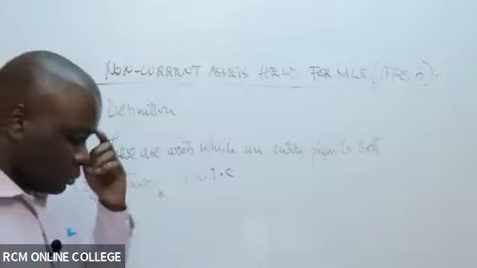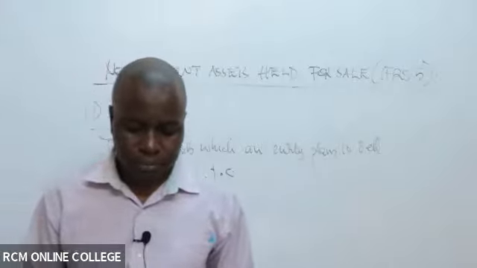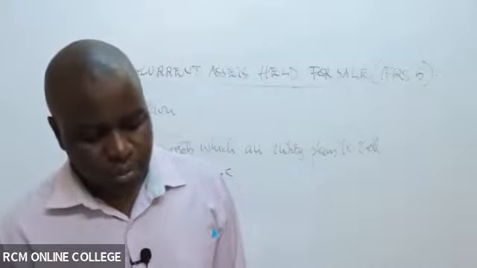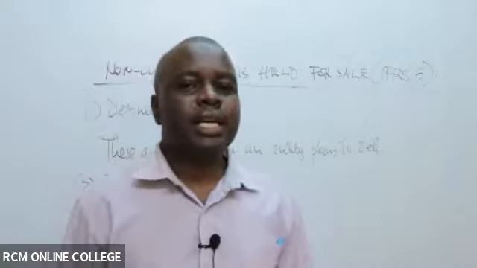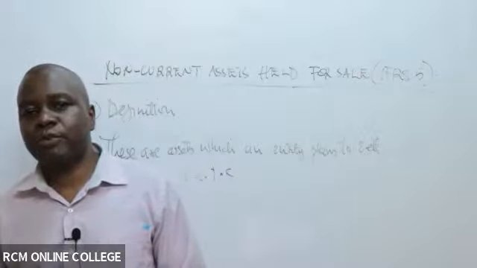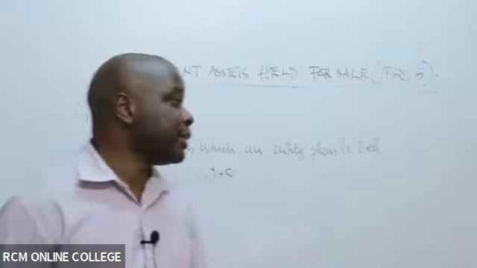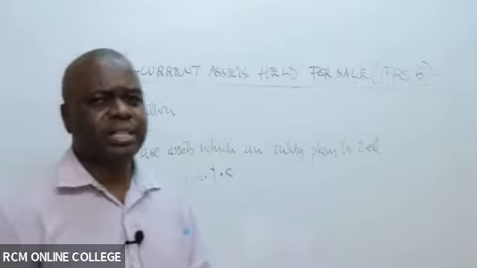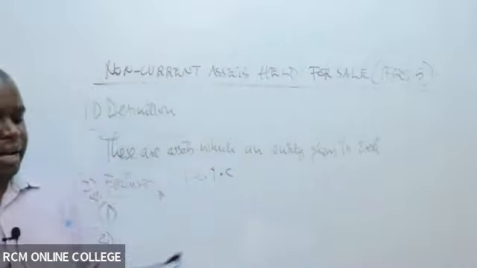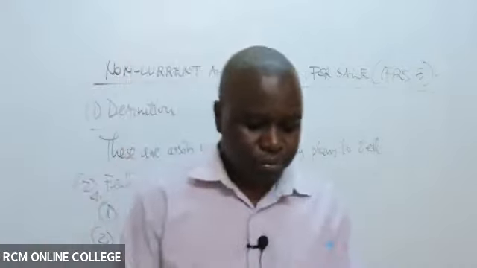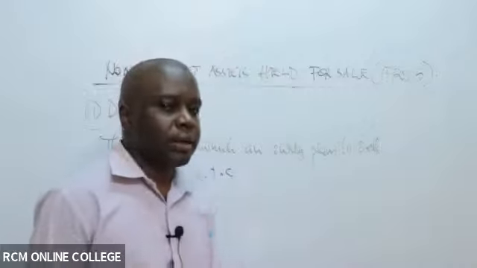Then number two feature about these non-current assets held for sale: the asset is available for sale in its present condition. For example, those who are involved in real estate development, sometimes you realize that the houses are not complete, but they are already selling, maybe off plan. So the asset is available for sale in its present condition, and that will be a non-current asset held for sale.